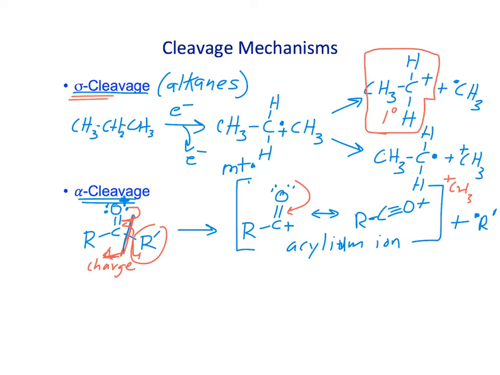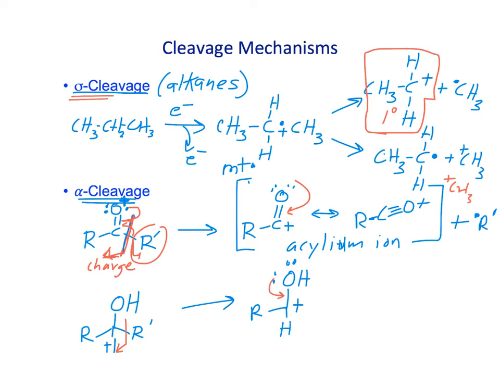The same kind of alpha cleavage can happen with alcohols as well. I'm going to put the hydrogen here. So again, this can cleave like this. And if it did that, you could get this cation here, which has a resonance structure as well.